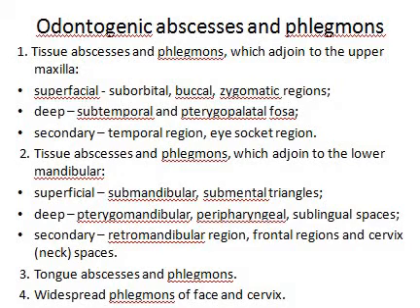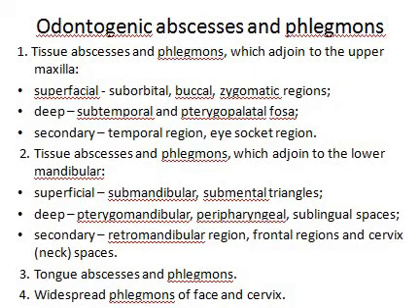Depending on anatomic topographical localization, odontogenic abscesses and phlegmons can be divided into 4 groups. Tissue abscesses and phlegmons which adjoin the upper maxilla can be superficial and deep. Superficial are the suborbital, buccal, and zygomatic regions; deep are the subtemporal and pterygopalatine fossa; and secondary are the temporal region and eye socket region.